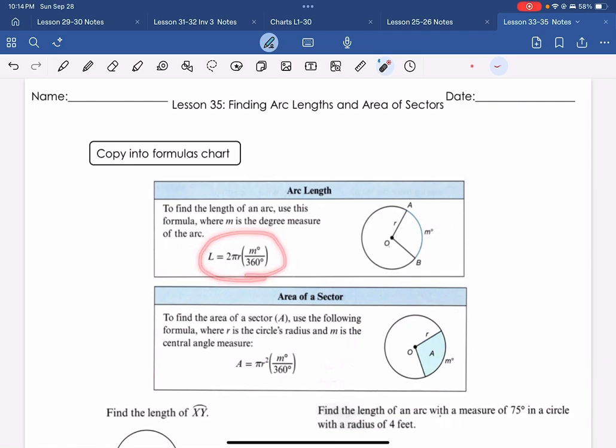I want you to notice something. This is the circumference formula, 2 pi r. So all you have to remember when finding arc length is use the circumference formula times whatever they give you for this divided by 360. Now for area of a sector, notice how it's the area of a circle formula, pi r squared. And then same exact thing, m divided by 360. So for area of a sector, you're finding the area of this piece of pie. For arc length, you're finding the measure of this right here. It's like a piece of the circumference.